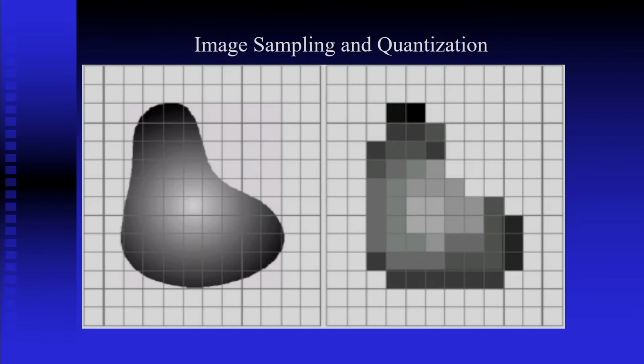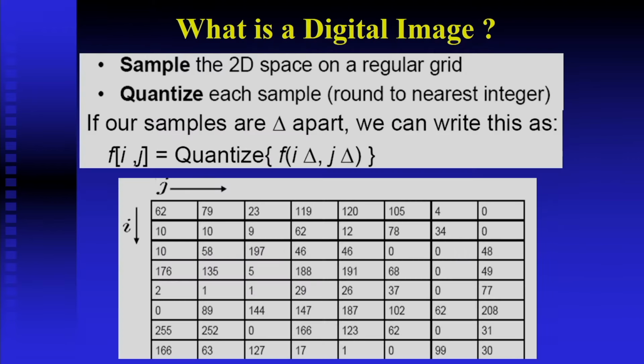The same thing I am showing, the sampling and the quantization. Sampling along the x direction and sampling along the y direction, and after this I am doing the quantization of the intensity value. So I sample the 2D space on a regular grid, and after this I quantize each sample value. First the sampling, then the quantization. So it is a 2D array of numbers, and this is the digital image.